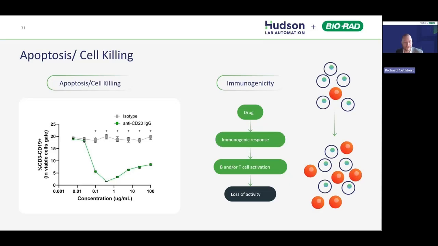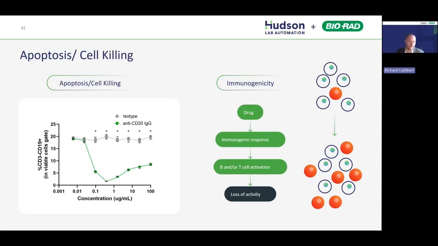CD19 positive phenotype. And although this looks like a pretty simple figure, there are more than 80 data points on this. So you can see how this type of experiment quickly becomes time consuming, especially if we want to assay multiple drugs against cells from multiple donors. Also, when we get to this phase of drug discovery, regulation is starting to become increasingly important. And that's another thing that automation can really help with.